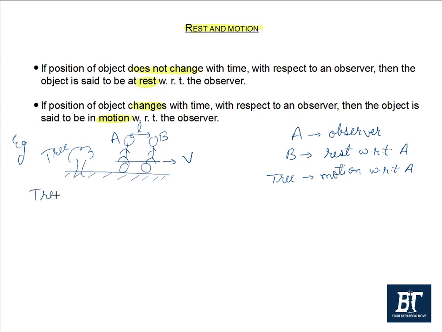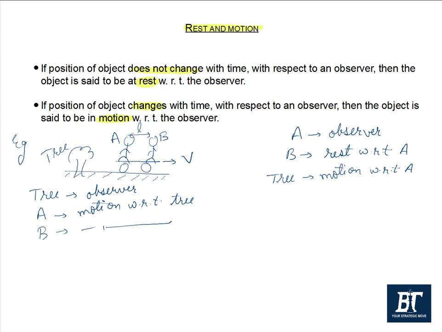But if we take tree to be an observer, then with respect to this tree, position of A is changing with respect to time because this cart is moving, so separation between them is increasing. So A is in motion with respect to tree. Similarly, B is also in motion with respect to observer, which is the tree.